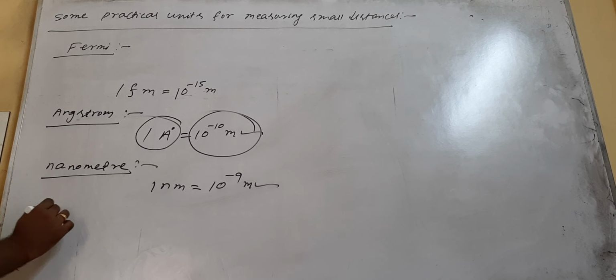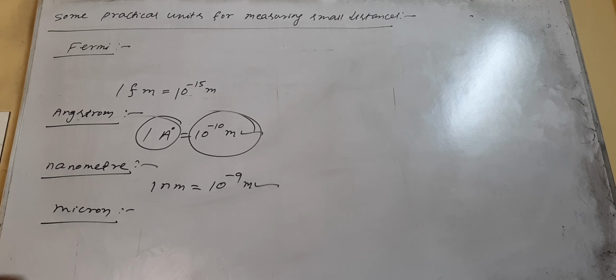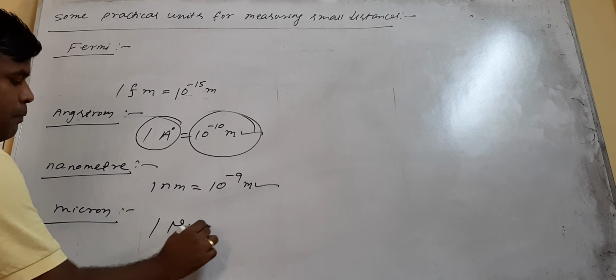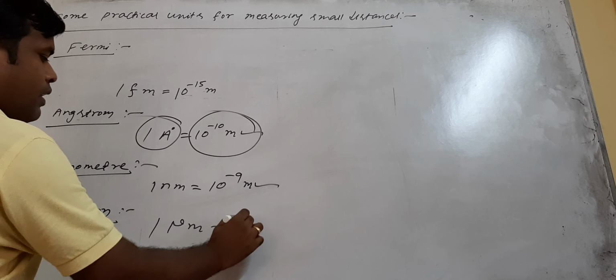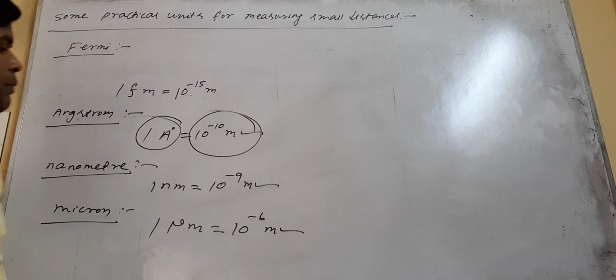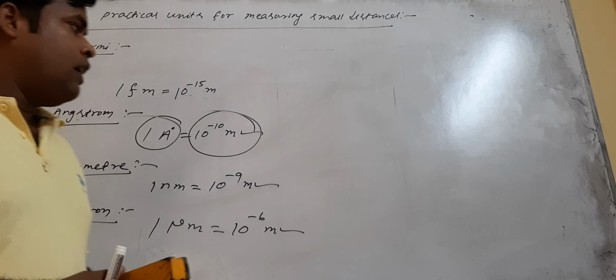Then micron, that is micrometer, that is 10 to the power minus 6 meter. It is used to determine the size of the particles, micro particles, small particles.